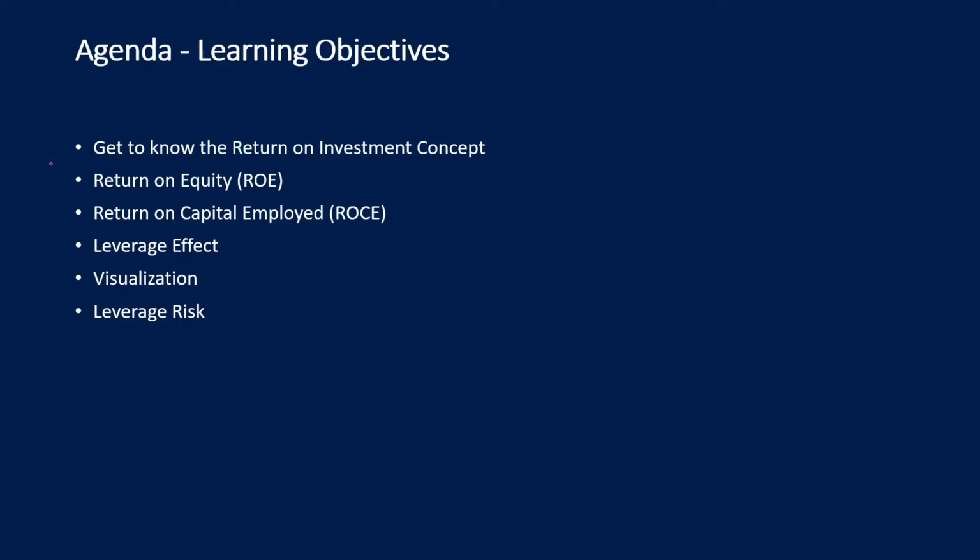So, first we need to get to know the return on investment concept. Then we get to know the first measure, return on equity. Then the second measure, return on capital employed. Then we go into the difference, being the leverage effect. We're going to visualize all that, and we're going to talk about the leverage risk.